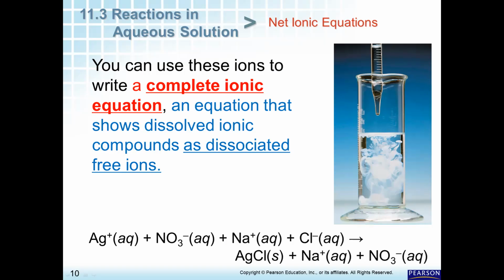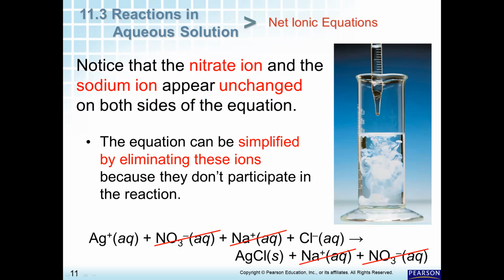That's all we did here, going from a regular, or complete, equation of a double replacement into a complete ionic equation. But after that, as I said, you have to look for the ions that are unchanged. The nitrate ion and the sodium ion appear unchanged, so we can remove them. Those are the ones that are unchanged, or not directly involved in the reaction. We call them spectator ions, and we can remove them. Spectator ions are the ions that are not directly involved in the formation of the precipitate.